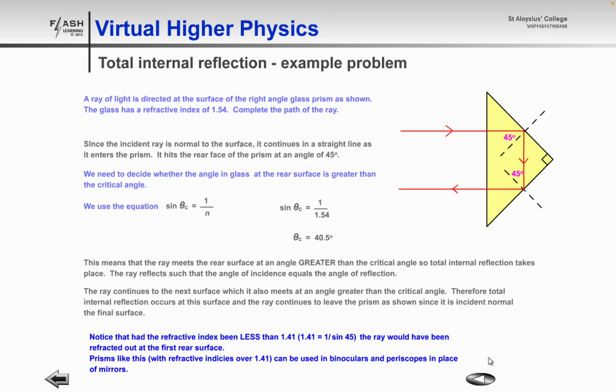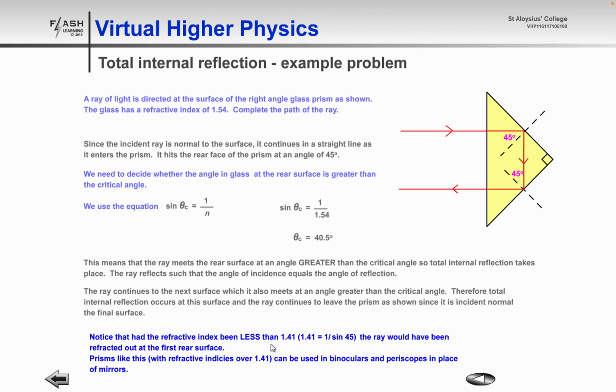Now, this is actually fairly straightforward. A fairly common use of these triangular prisms is in binoculars and periscopes, but if you even look at simple bike reflectors, then what you quite often see is just bits of plastic with this triangular shape. It's very efficient at reflecting light, more efficient than we can easily make mirrors to be.